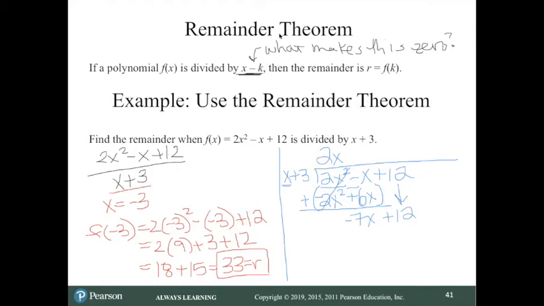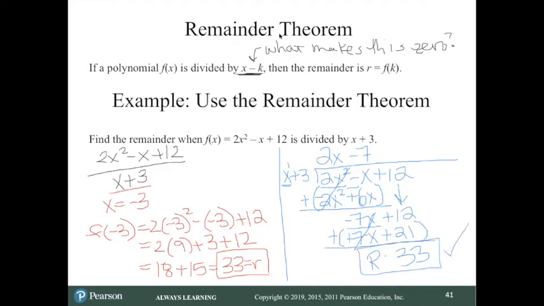Identify. x goes into -7x, -7 times. Distribute, -7 times x, -7 times 3. Subtract, I like to distribute. First term cancels out. 12 plus 21 is 33. Can x go into 33? No, 33 has a smaller degree than x to the first, and so that's what tells us that this is our remainder.